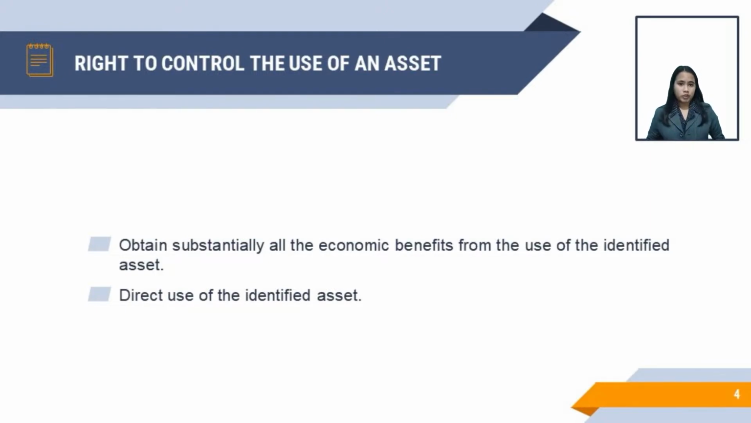Just like what I have mentioned in our previous slide, may right of use si lessee dito sa underlying asset na pinrovide ni lessor. This is to obtain substantially all the economic benefits from the use of the identified asset, meaning direct use of the identified asset. Ibig sabihin, kapag merong right of use, si lessee ay pwede niyang gawin kung ano yung gusto niyang gawin sa asset na nirentahan niya. Ibig sabihin, hindi na siya pag-aari ni lessor kahit anong gawin niya for a period of time kung kailan niya ito nirentahan.